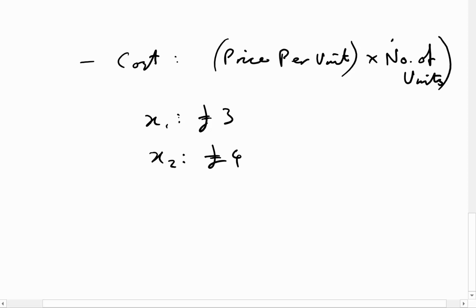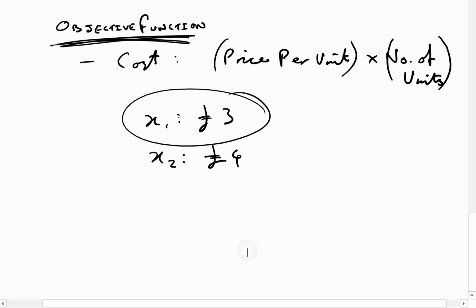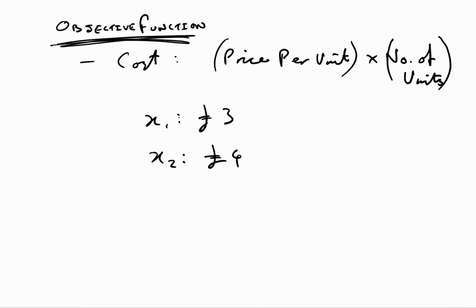I always think of the objective function as the total. That's the thing overall that we want to get. We've not broken it down, we've put everything together, so it's almost like the total. So cost is price per unit times number of units. Let's say each unit of X1 costs £3 to make, each unit of X2 costs £4 to make, and we make 3 units of X1 and 6 units of X2. Well, what is our total?